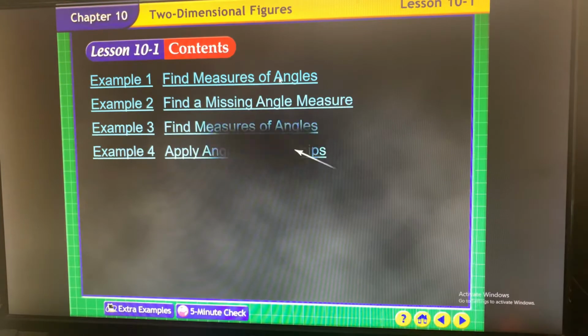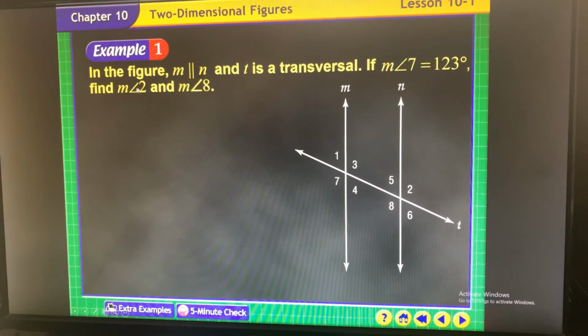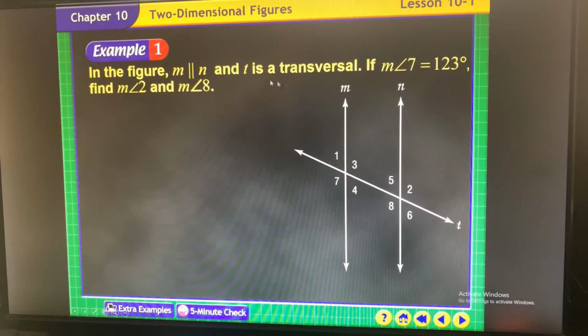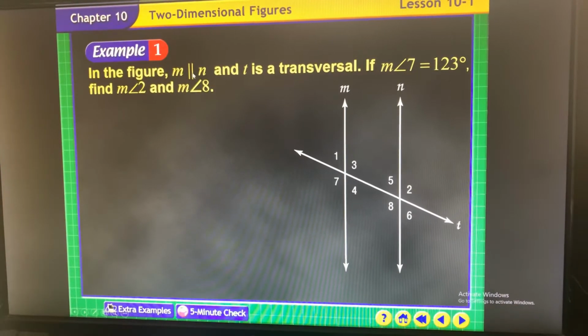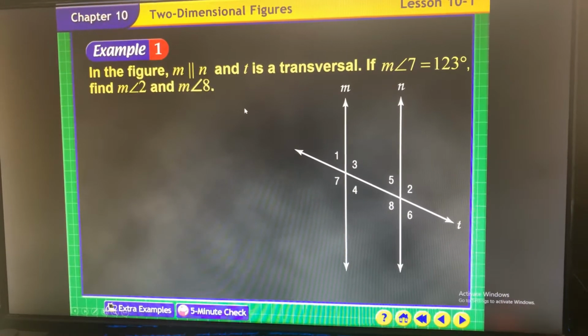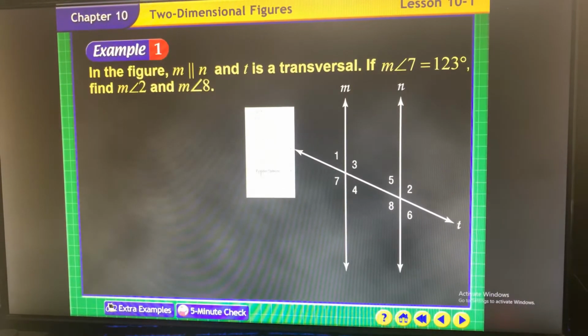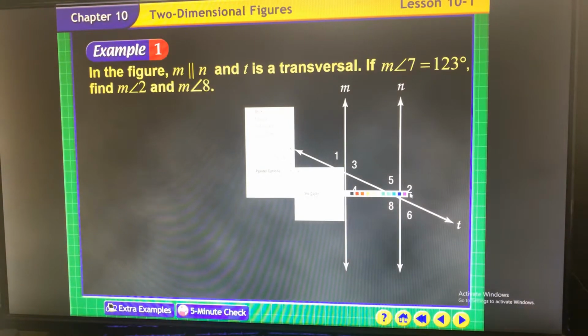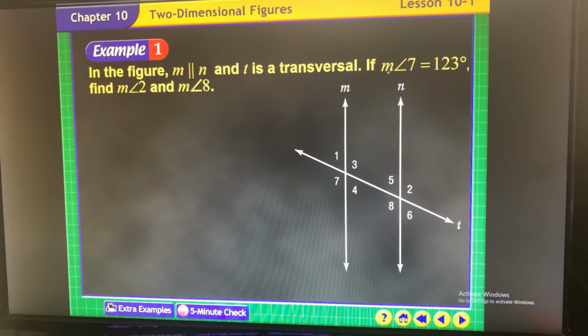So it says in the figure, line M right here is parallel. That's what those symbols mean, parallel to line N. And line T right here is what we call a transversal. And it's saying to you, if the measurement of angle 7 is 123 degrees, find the measurement of angle 2 and measurement of angle 8.